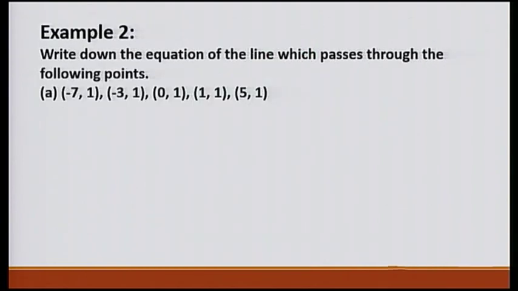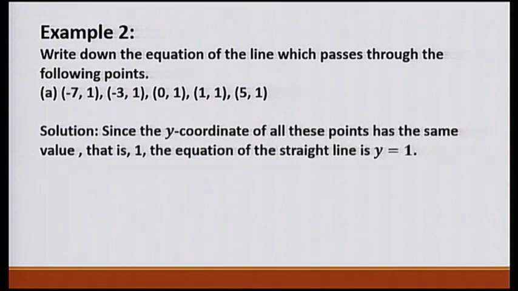Example 2. Write down the equation of a line which passes through the following points: -7, 1, -3, 1, 0, 1, 1, 1, 5, 1. Since the y-coordinate of all these points has the same value, that is 1, the equation of the straight line is y is equal to 1.